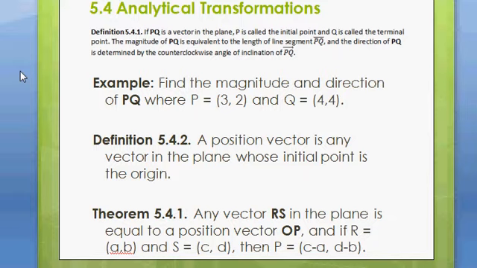In 5.4, we're going to see how to actually get formulas for that stuff, how to put coordinates on the transformations. That is called analytic transformations. The first thing we have to do is talk just a little bit about vectors. In order to understand translations in particular, we need to know about vectors.